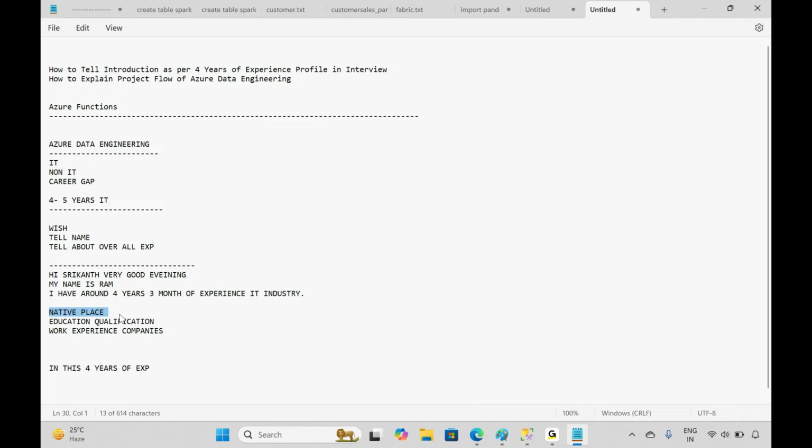So instead of telling native place, where you are working currently, what is your current location, you can tell them. Hey, hi Shrikant, very good evening. My name is Ram. I have around 4 years 3 months of experience in IT industry, and currently I am working for XYZ company in Hyderabad location or Bangalore location. Currently, I'm working for XYZ company in Hyderabad location.